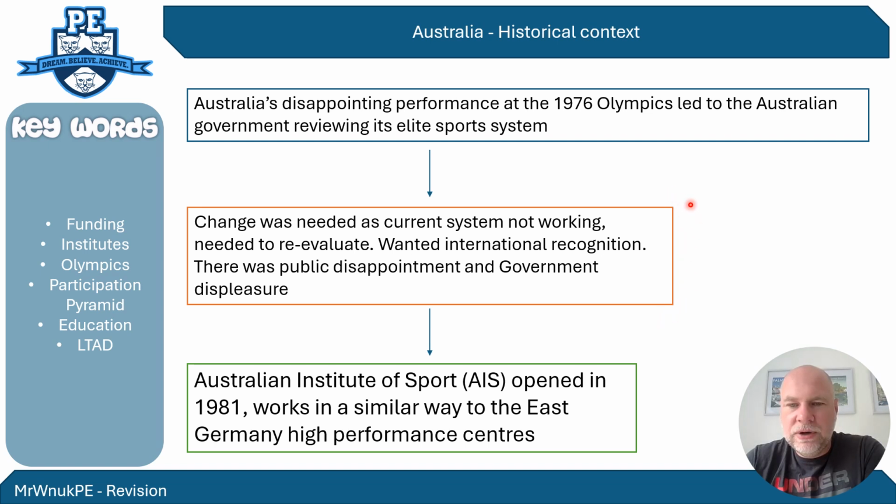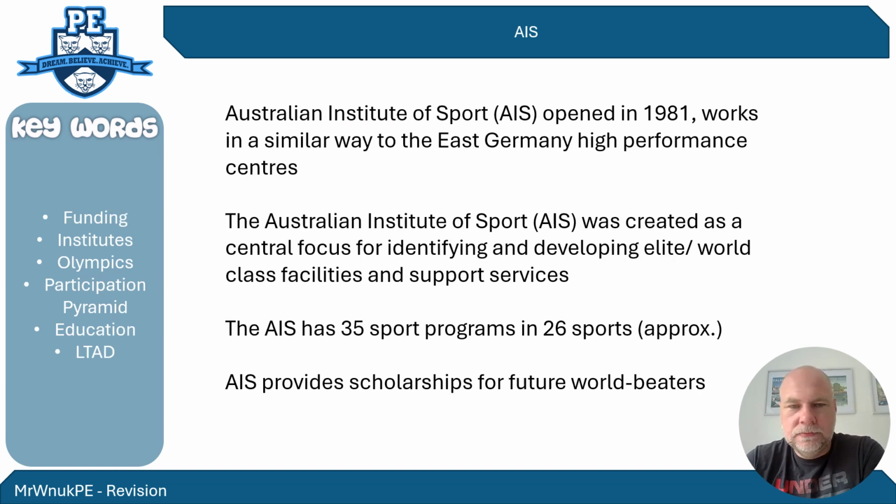So the government and the public were not too happy with the fact that they had not performed very well at the 1976 Olympics. So they approached it and they made the Australian Institute of Sport, the AIS. And to be honest, it works quite similar, and it's based on a similar model to the East German high performance models of the 1970s, probably with the main exception that there were no drugs involved. But that's just a brief historical background.